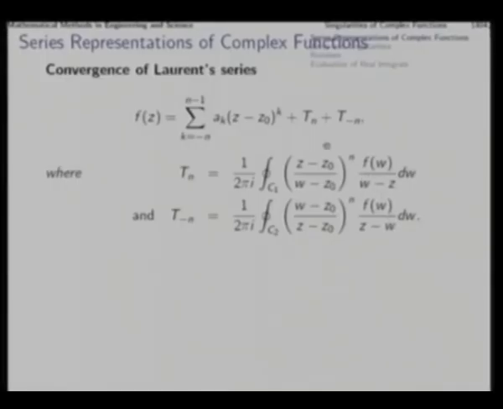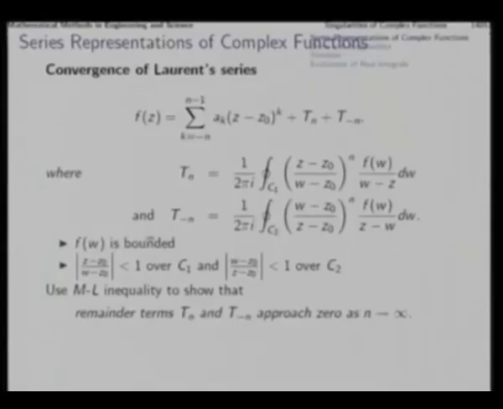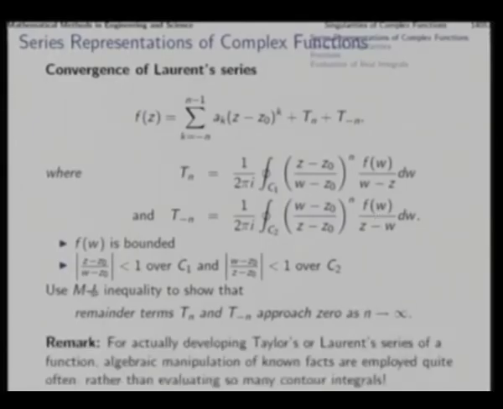So, this term tends to 0 as n tends to infinity. That means that as n tends to infinity, these terms approach 0. These are the arguments by which we find that these terms will approach 0 as n tends to infinity, which you can show from the ML inequality.